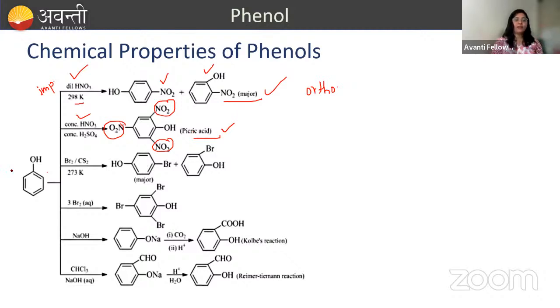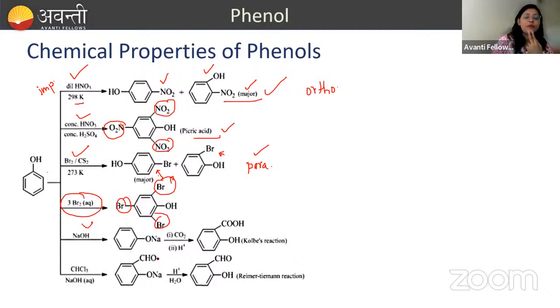Okay. Next, Br2 and CS2, when this reacts with the given phenol, this is an electrophilic substitution reaction. So here again para and ortho products form, but here para is more. Okay, para we get in the major quantity. देखो यहाँ पे हमको ortho measure में मिला, यहाँ पे हमको para measure में मिला, right? If we have excess of Br2 that is aqueous, there is a formation of tribromophenol. Okay, there is a formation of tribromophenol.